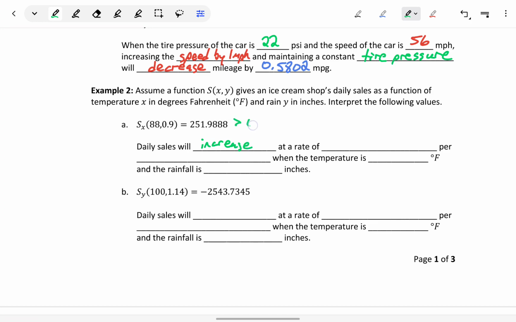since our derivative value, the result of that function being evaluated at those points, is positive, at a rate of $251.99 per 1 degree increase in temperature. When the temperature is 88 degrees Fahrenheit and the rainfall is 0.9 inches.